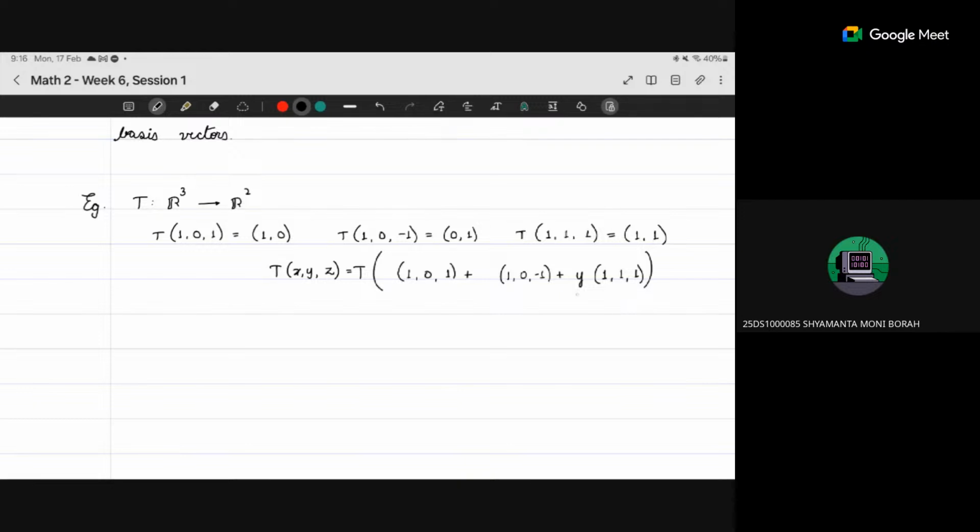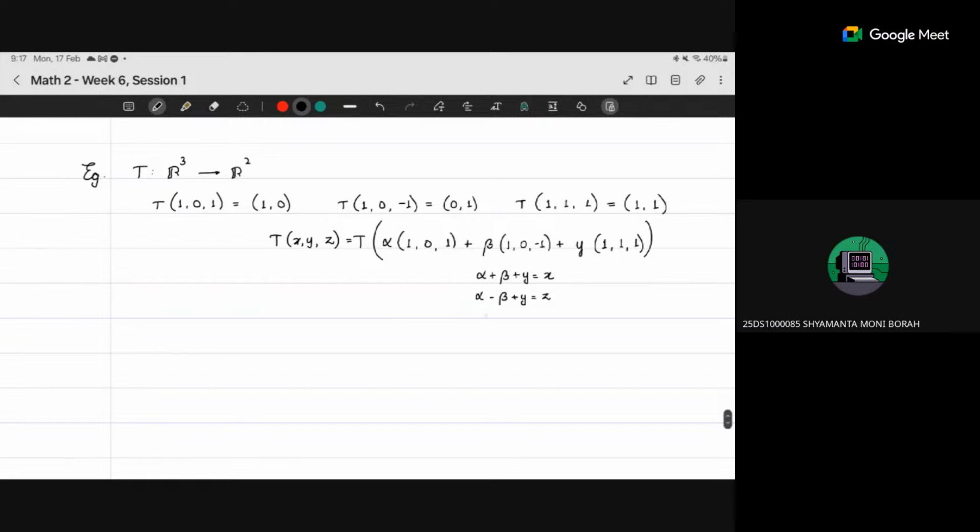No, no. Is this clear why this is y? Yes, sir. Then you can do a two-equation solving and say that alpha plus beta plus y has to be x, and alpha minus beta plus y has to be z. And these x and z you should treat like constants. X, y, z are constants. Right now, alpha and beta are the things that you have to determine. So you can see that 2 alpha is x plus z minus 2y and 2 beta is x minus z.